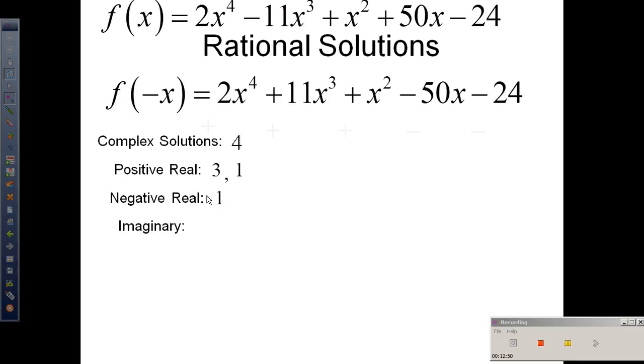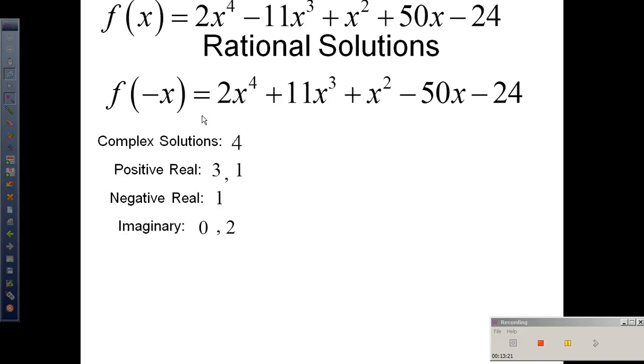Okay? Now we say, how many imaginary solutions? Well, you do 4 minus 3 is 1, minus 1 is 0. So it could be 0 imaginary. There you go. 4 minus 1. Minus 1. 2. So there are either 0 or 2 imaginary solutions.